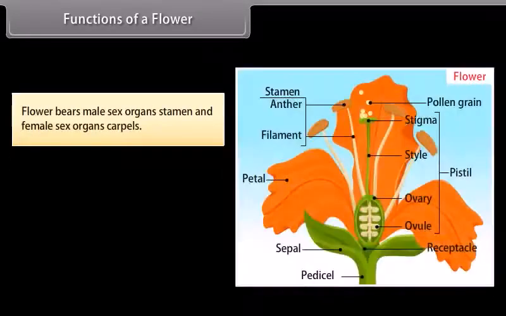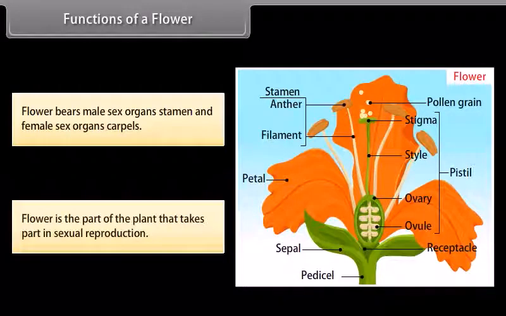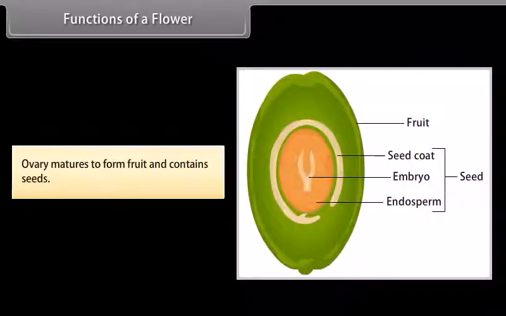Functions of a flower. Flower bears the male sex organs, stamens, and the female sex organs, carpels. Flower is the part of the plant that takes part in sexual reproduction. Ovary matures to form fruit and contains seeds.